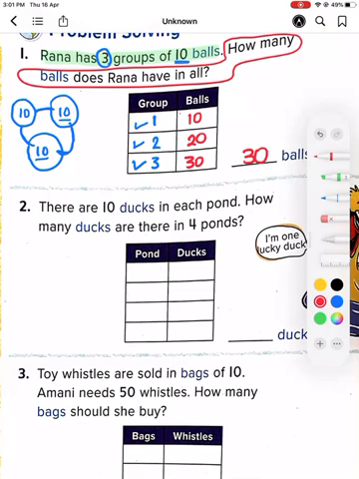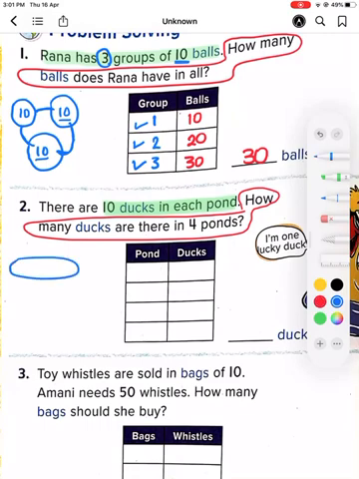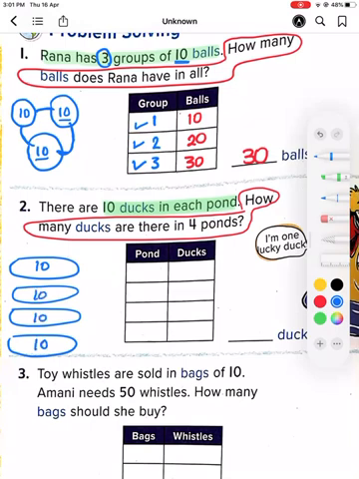Now, let's go to question number 2. Now we can be faster because now we understand more. There are 10 ducks in each pond. How many ducks are there in 4 ponds? Very good. Let's draw our ponds. This is pond 1, this is pond 2, this is pond 3, and this is pond 4. Each pond has 10 ducks, 10 ducks, 10 ducks, and 10 ducks.